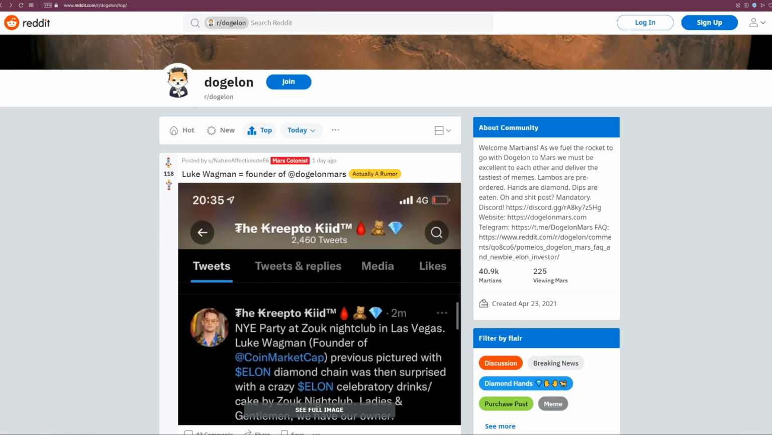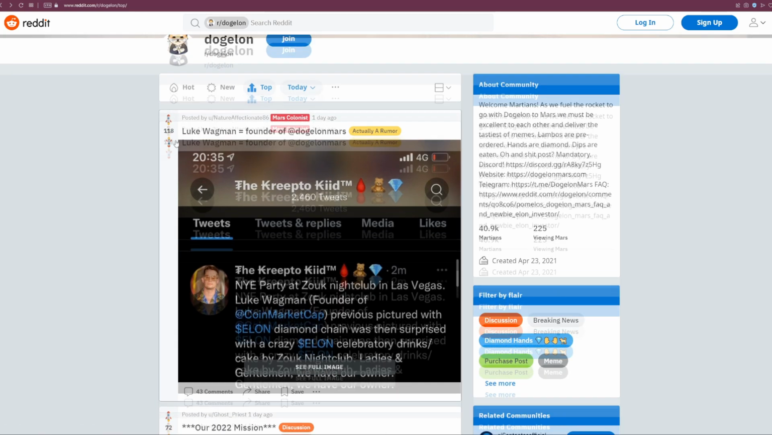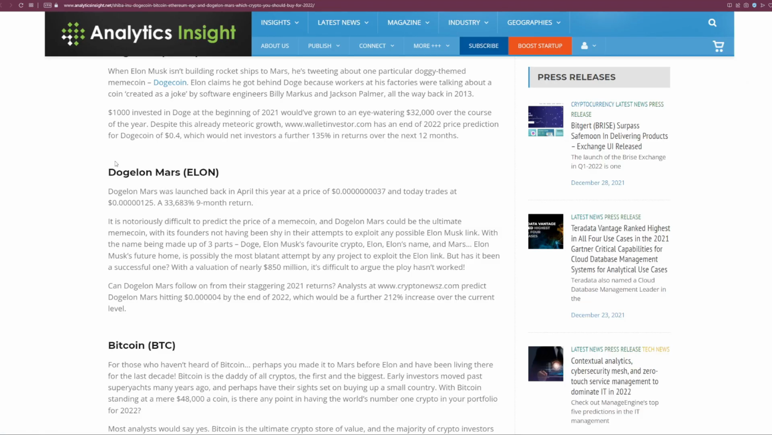And let's move on. Before we start with the Reddit post from the founder of Dogelon Mars, let's read this about the price prediction. Dogelon Mars was launched back in April this year at a price of 0.037, and today trades at 0.00125. That's more than a 33,000%. 850 million is not that much for this person that we are talking about.